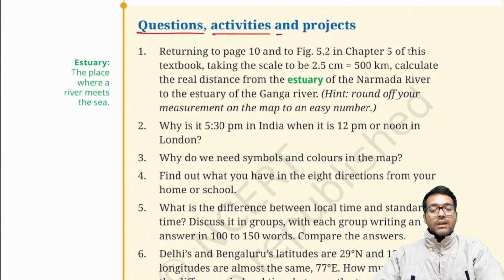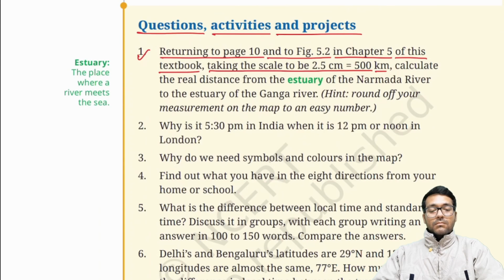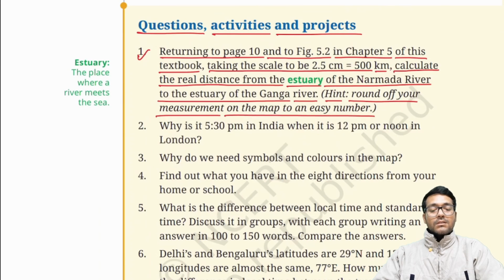Questions, activities and projects. 1. Returning to page 10 and to figure 5.2 in chapter 5 of this textbook, taking the scale to be 2.5 centimeter is equal to 500 kilometer, calculate the real distance from the estuary of the Narmada river to the estuary of the Ganga river. Hint: round off your measurement on the map to an easy number. Estuary: the place where a river meets the sea.